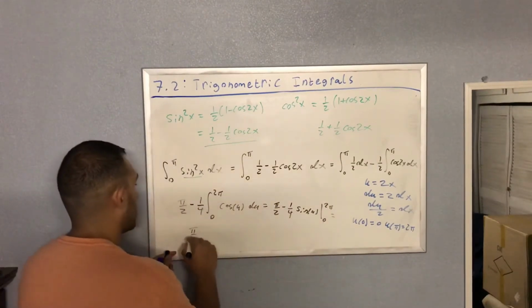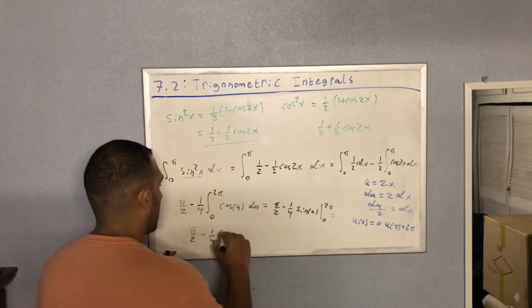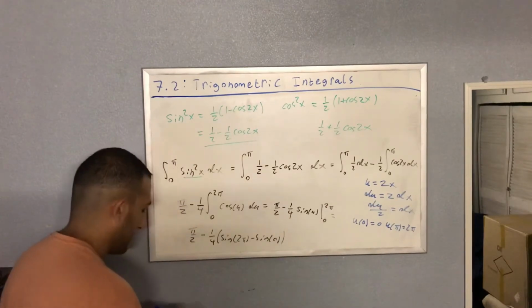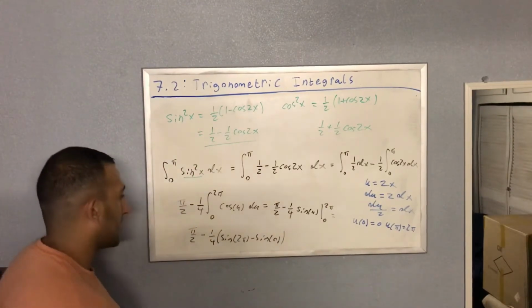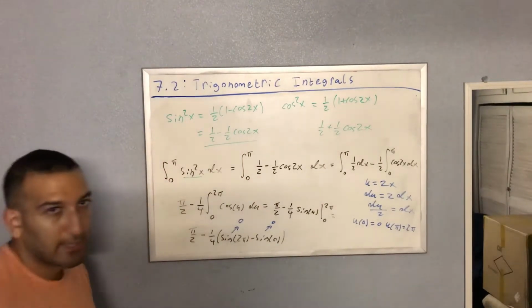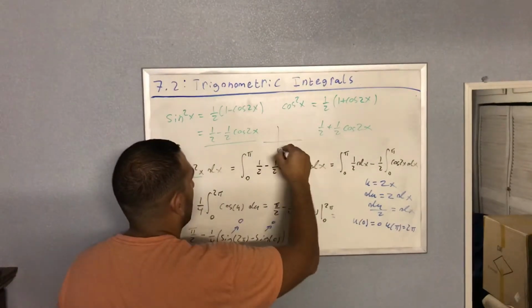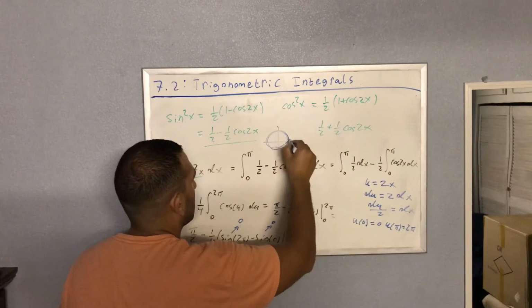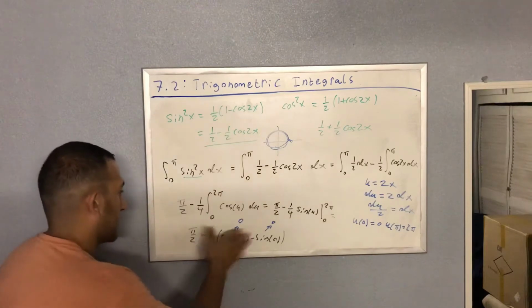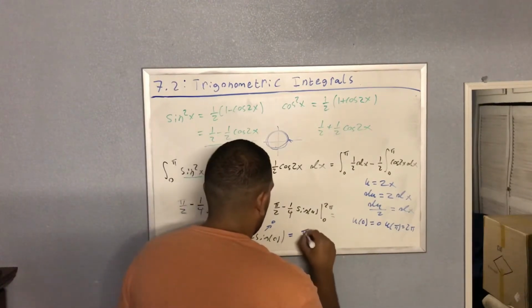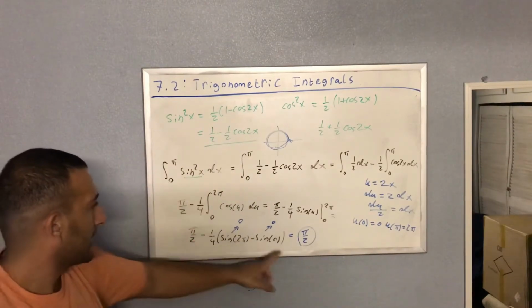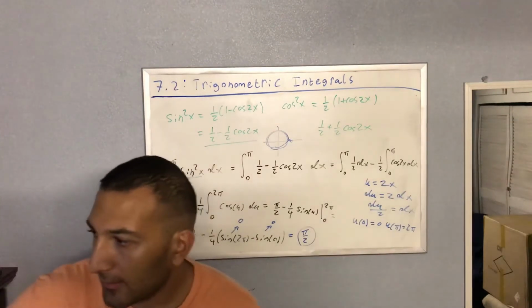So this is pi over 2 minus 1/4 times sine of 2 pi minus the sine of 0. But what's interesting enough is both of these quantities are 0. They're angles that end at the same place. They're coterminal. One starts here, the other is just 360, but you end up back at the same spot, and the sine here is 0. So this doesn't contribute anything, and our final answer becomes pi over 2. So the integral from 0 to pi of sine squared is that. Pretty neat.